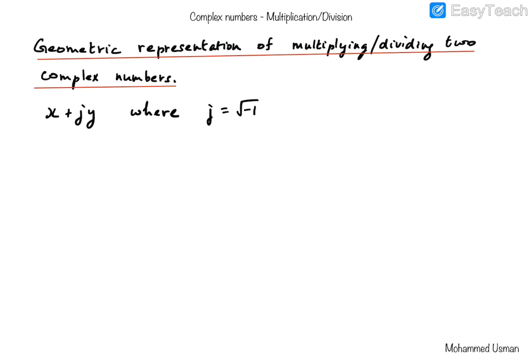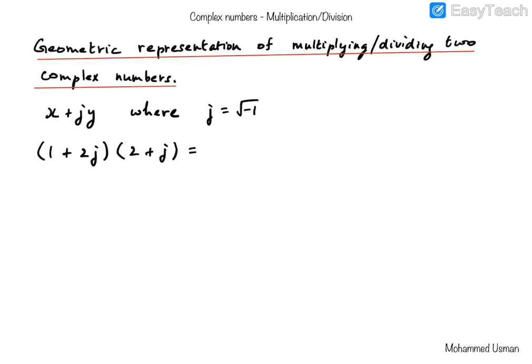So let's take an example of a complex number such as 1 plus 2j. So we have the real part as 1 and the imaginary part of this complex number is 2, and let's multiply that with another complex number, and let's take that as 2 plus 1j. So the real part of the second complex number is 2 and the imaginary part is 1. It's 1j, right? So we have these two complex numbers and we can multiply these by the usual rules of multiplication using the distributive property.